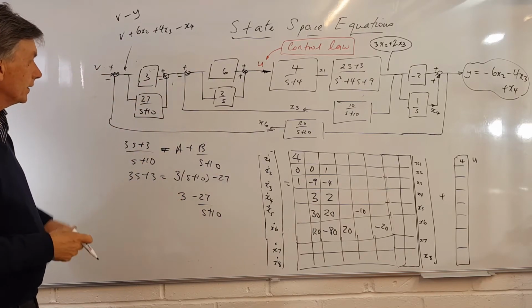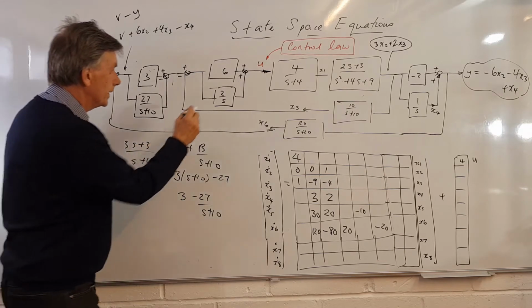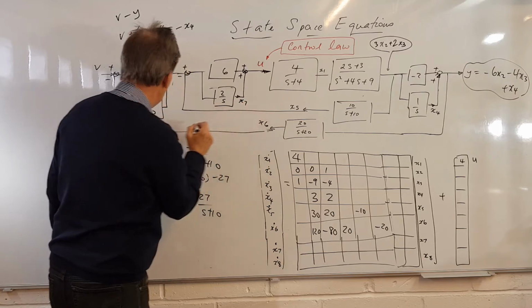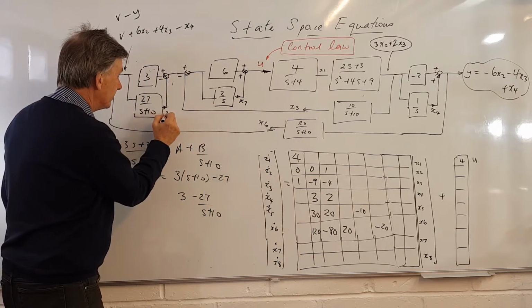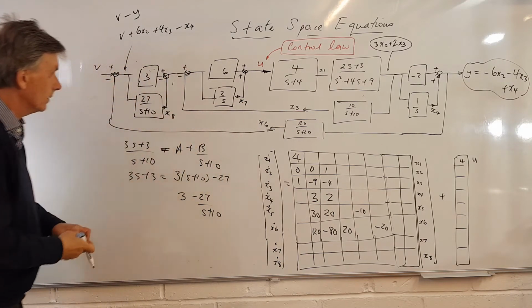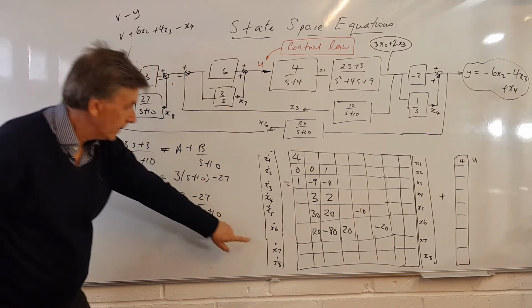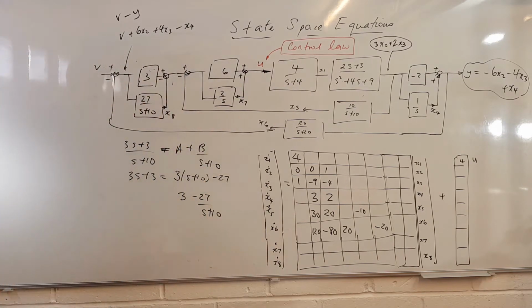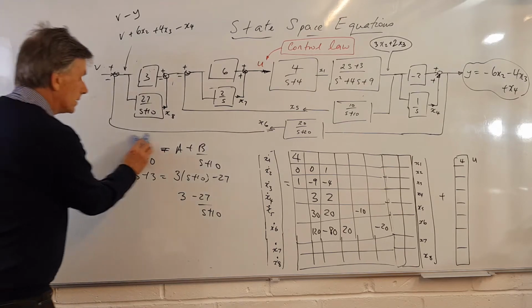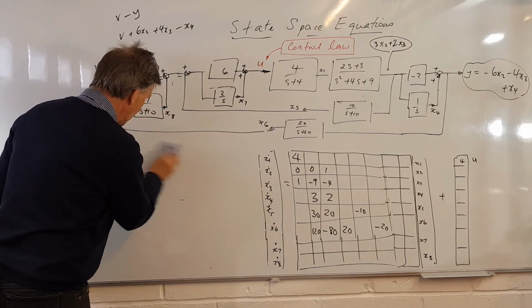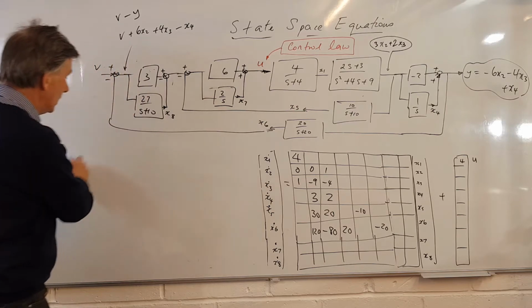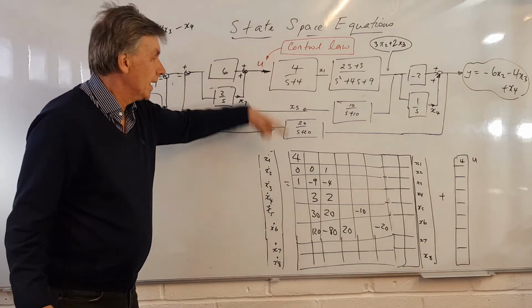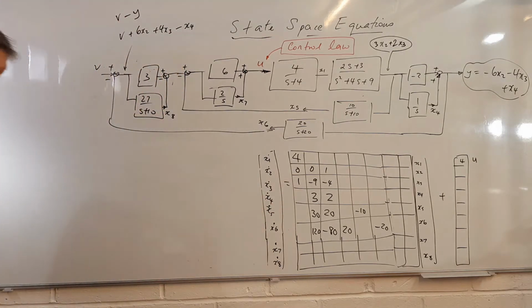And then when we've done that, we can call this state here x7 and that state there x8. So x7 and x8 now are our additional states that we've got from our controller. We're now in a position to work out the control law and then get the closed loop state space equations.